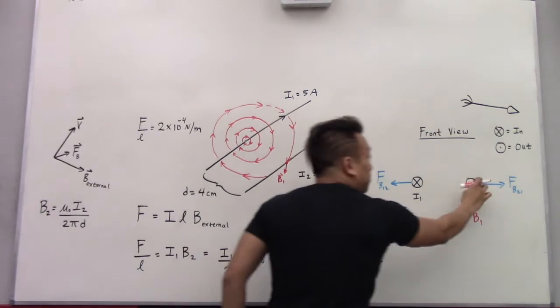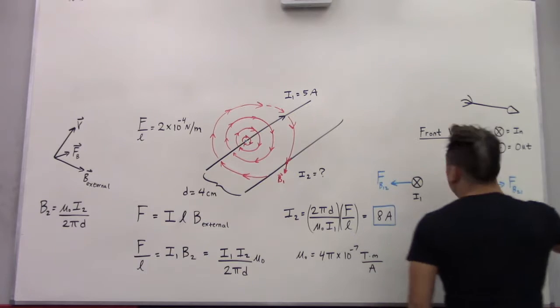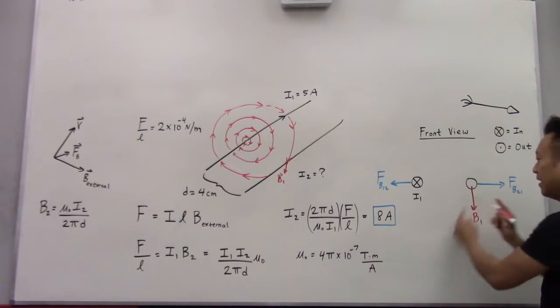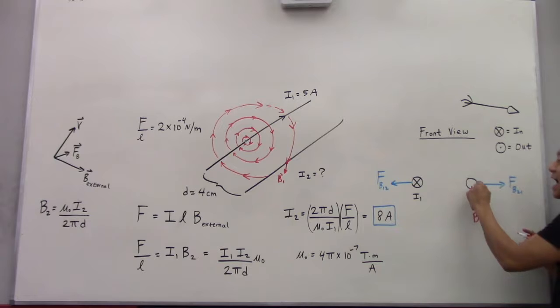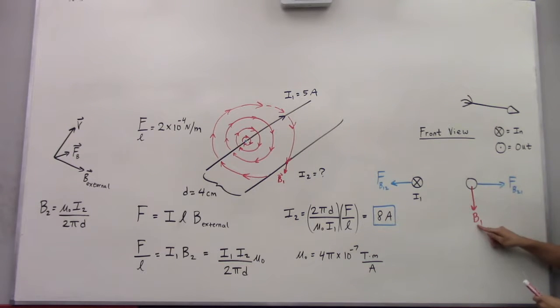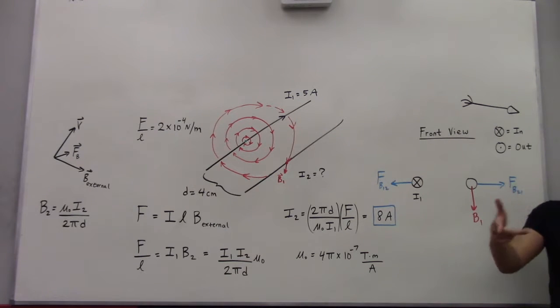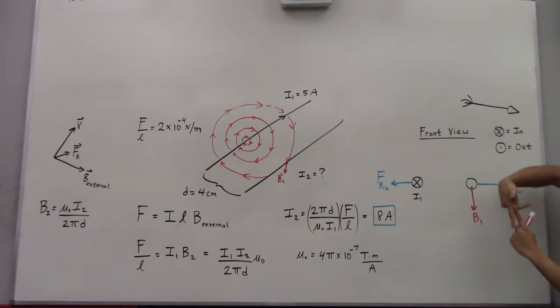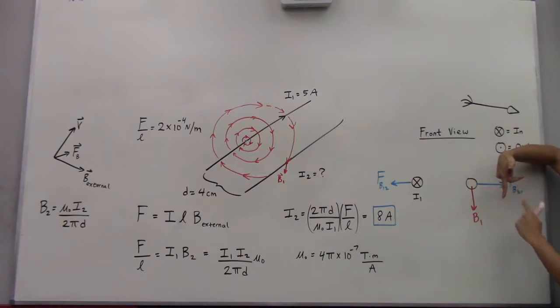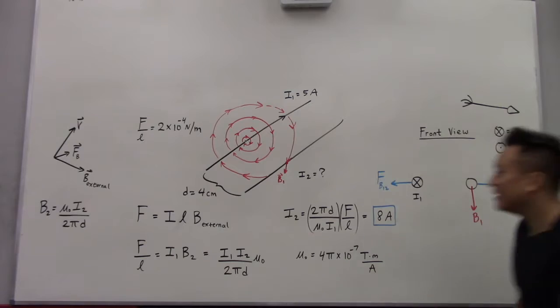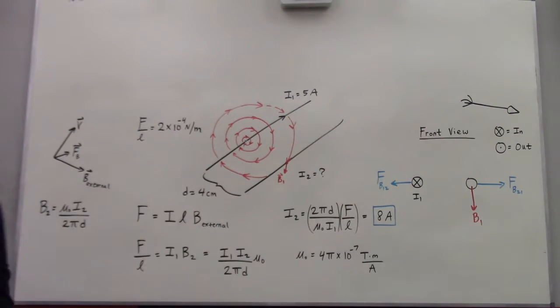So from this wire's perspective, the external magnetic field is the field from wire 1. If this is the direction of that external magnetic field, and this is the force direction, then we have two of the three. What direction is the current going? Let's use our first right-hand rule. To get my force pointing this way, my middle finger is the force, my magnetic field is my index finger, so my thumb is pointing what? Out. That's how you determine it. So that means the current must be coming out of the board.